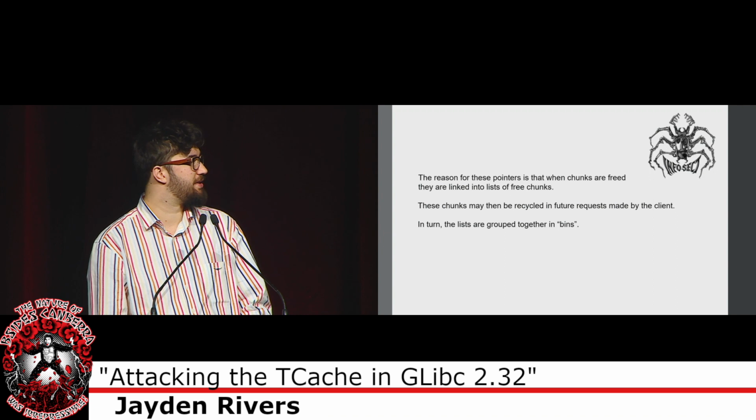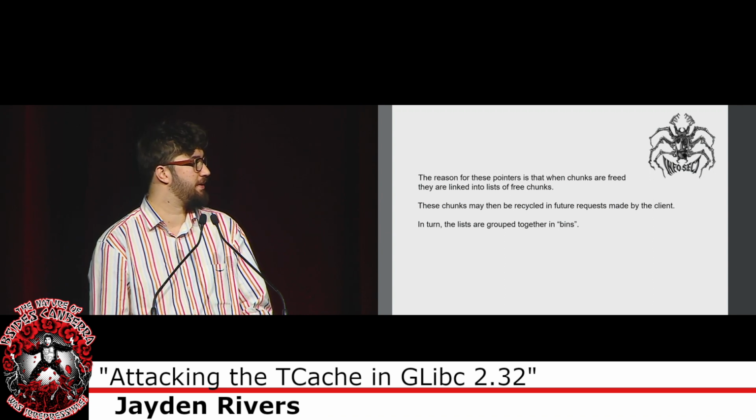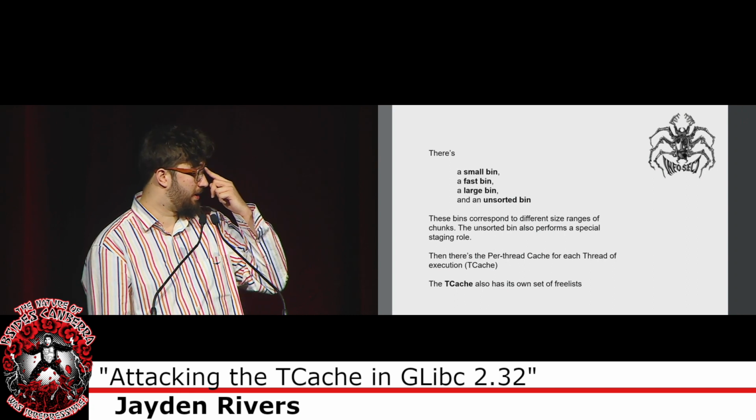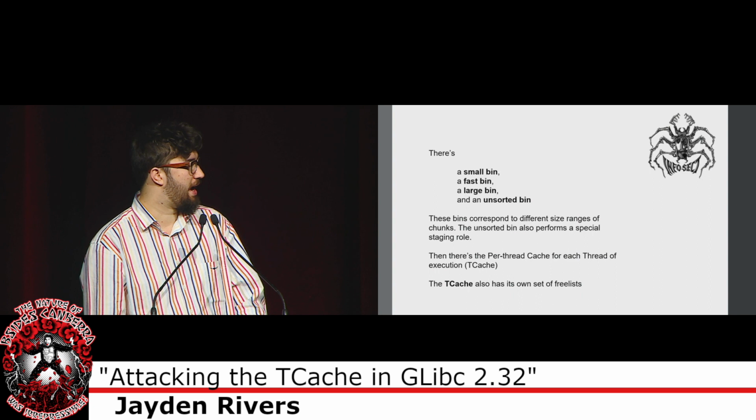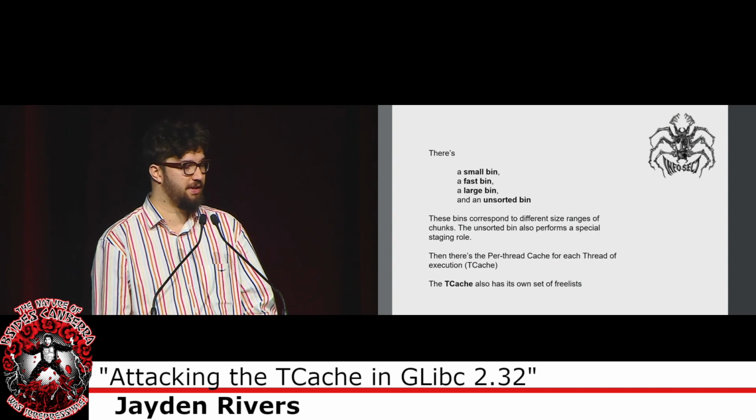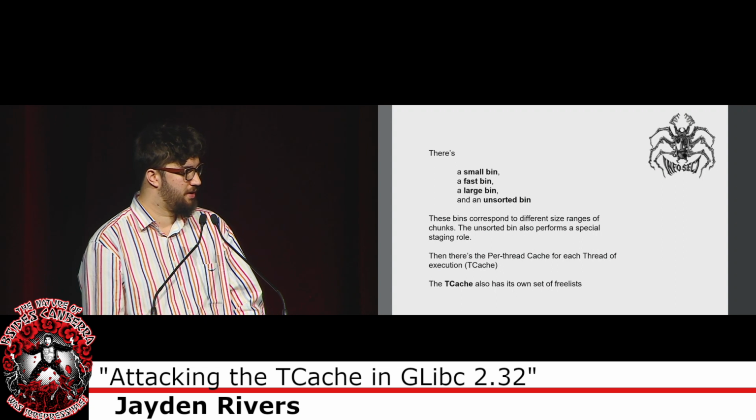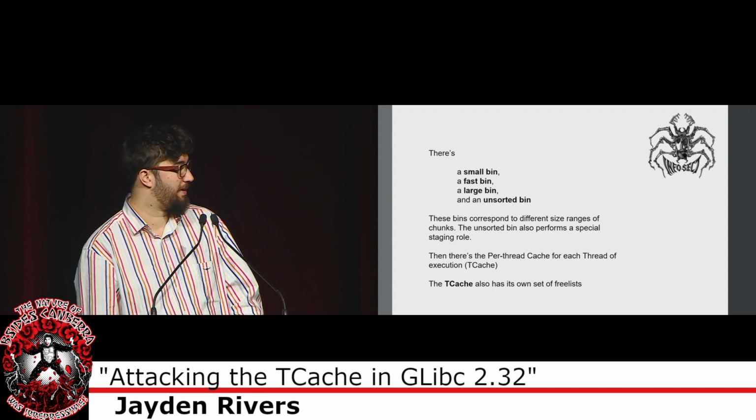In turn, the lists are grouped together in larger sets of lists called bins. These bins are the small bin, the large bin, the fast bin, and the unsorted bin. And they basically correspond to different size ranges of chunks. The unsorted bin also performs a special staging role, which we don't need to worry about.